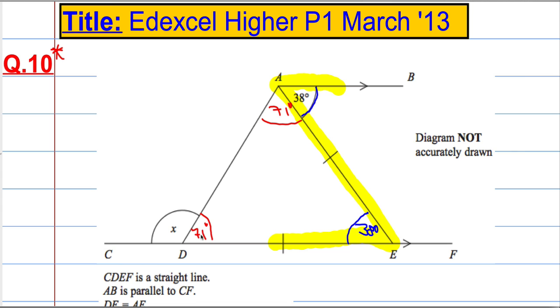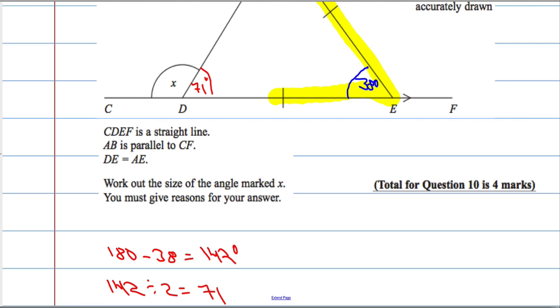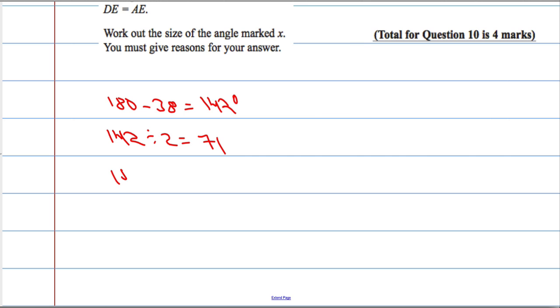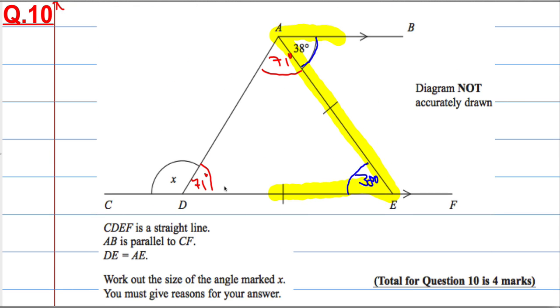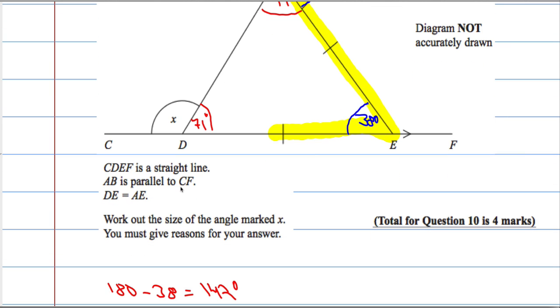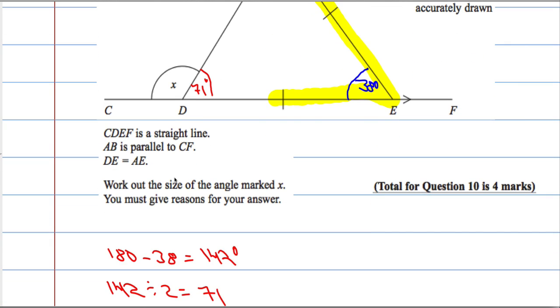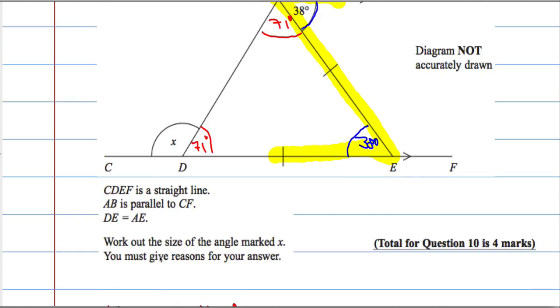And if that's 71, that means that this angle here must be 180 take away 71. So 180 take away 71 will equal 109. Okay, so we've worked out that x is equal to 109. Now we need to give reasons for your answer. So here we've got 180 minus 38.